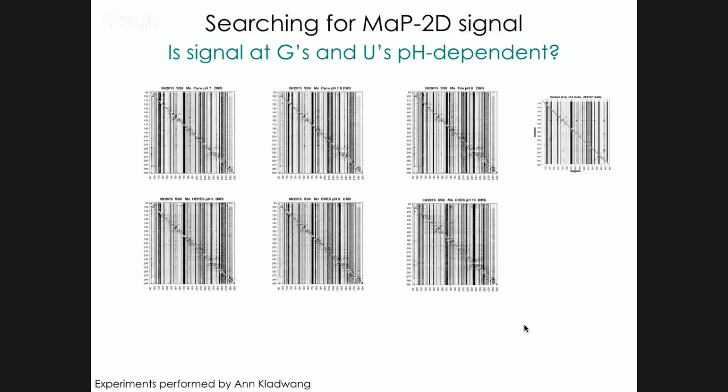And that's because G's and U's can actually be modified by DMS if the pH is high enough. Unfortunately, looking at these data, it's not very clear that any secondary structure signal is stronger at the higher pHs than at the lower ones.